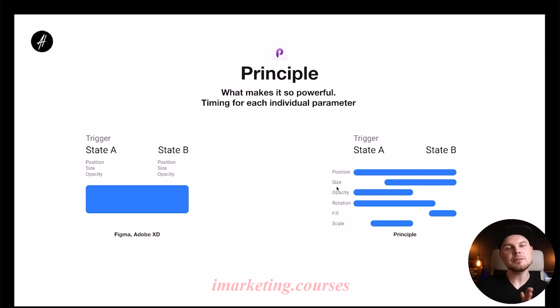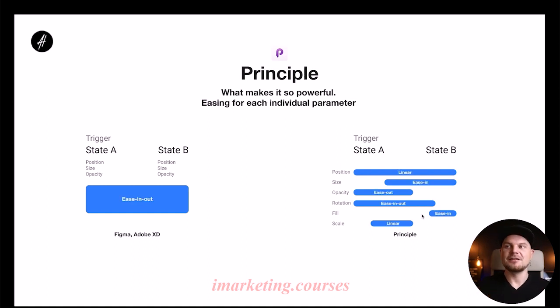Size will change a little bit later, not from the very beginning, but somewhere, let's imagine, at 300 milliseconds. Opacity will start changing from the very beginning, but will stop changing somewhere here in the middle, maybe about 600 milliseconds. And the same happens with rotation, fill, and scale, and just anything that you can imagine and that we discussed already. So this is the main difference and a huge advantage of Principle. When we go to examples, you will see the power of it. It's huge.